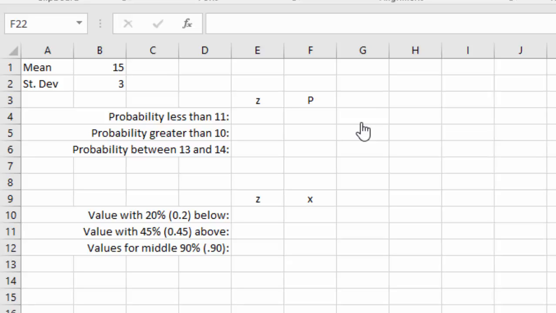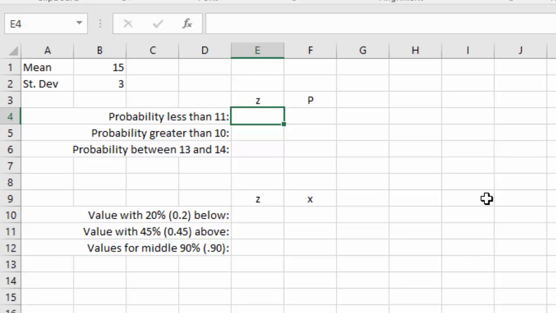So what I have up here is, let's say I have a normal distribution with a mean of 15 and a standard deviation of 3. We're going to first be asked to find the probability that some value is less than 11.